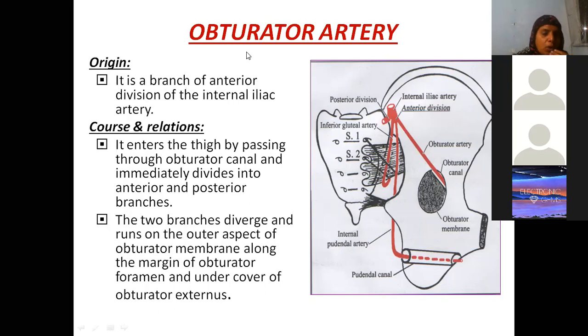Now, why am I talking about the obturator artery now? Because we are talking about the medial compartment, and the medial compartment is supplied by this artery. It is a branch of the anterior division of the internal iliac artery. It enters the thigh by passing through the obturator canal. I hope you remember, this is the obturator membrane, and above we have a small hole, the obturator foramen, which passes the obturator vessels and nerves. Not only the obturator artery, we also have the obturator nerve coming out from here.